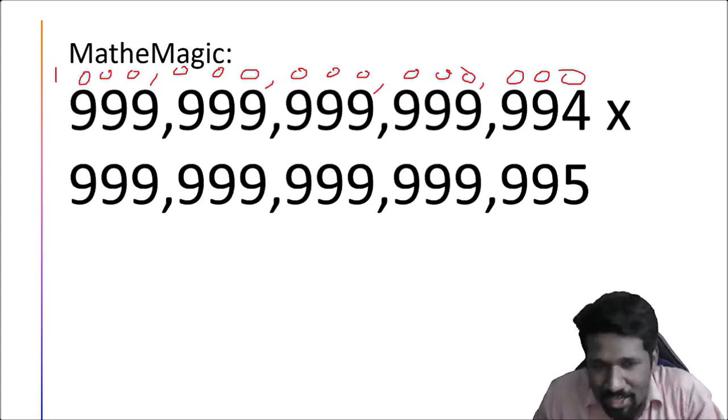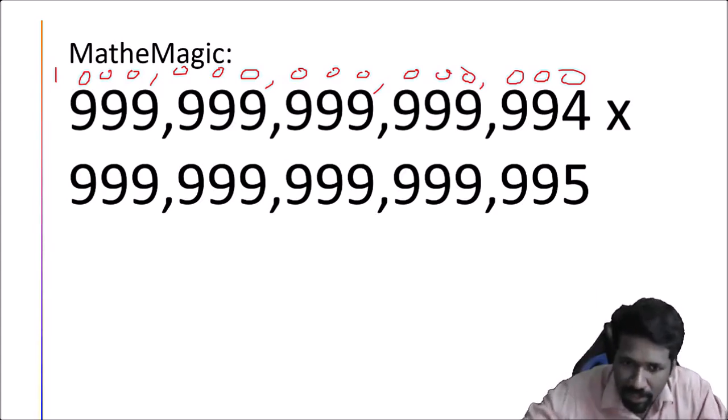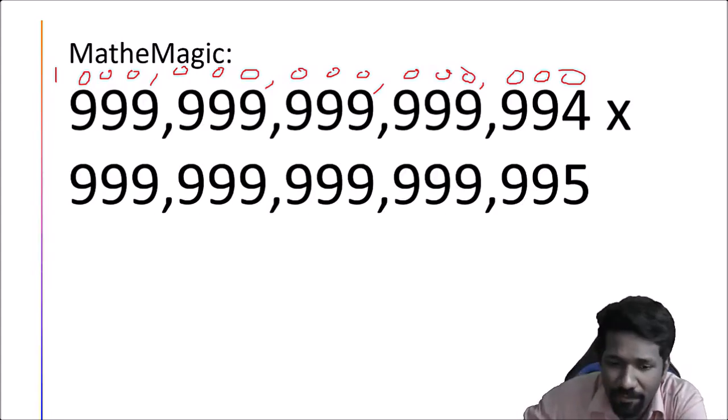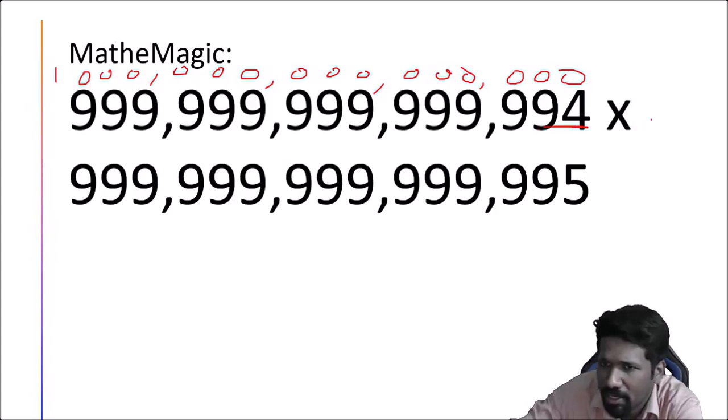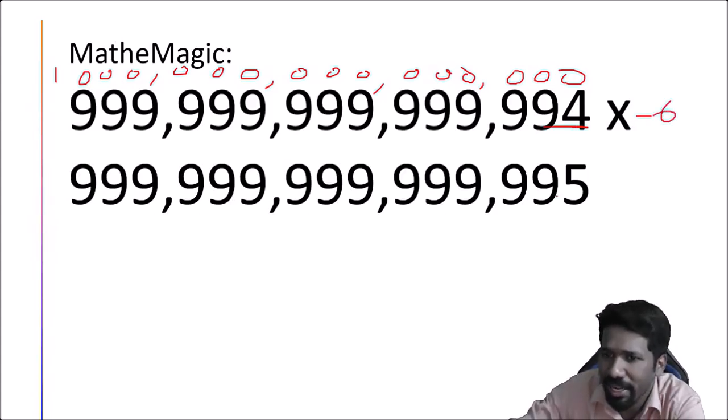Okay, so shall I start explaining? When it was 94 and 95, the base was 100. So how will you find the difference? 94 minus 100 is minus 6. 95 minus 100 is minus 5. Same way, this minus this.